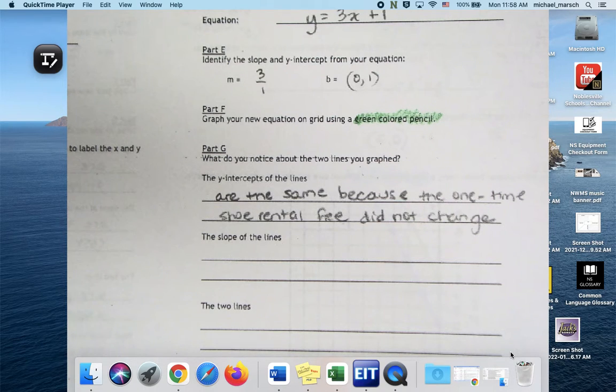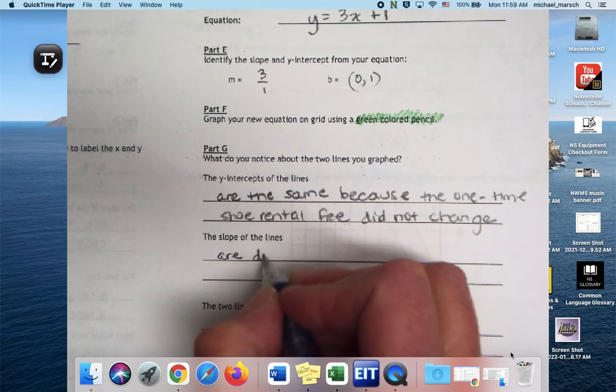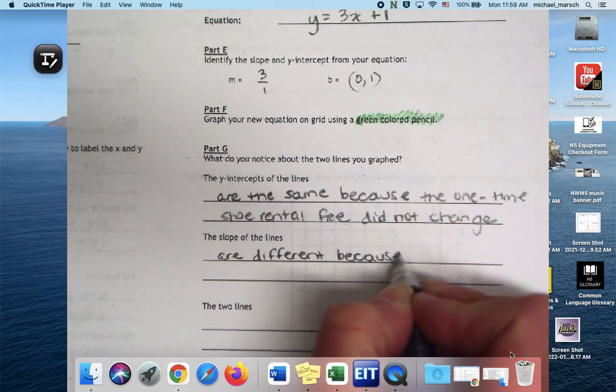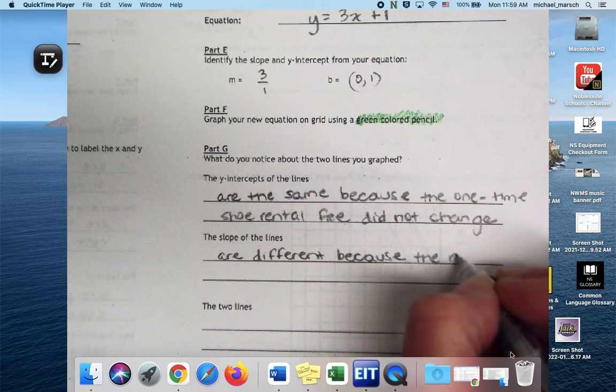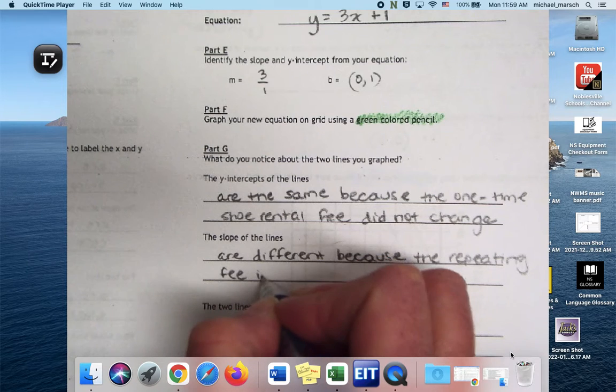All right, what about the slopes? What do you notice about the slopes? They're different because the green is closer to vertical because the price per game increased. Yeah, the slope is a higher value. Okay, the slopes of the lines are different because the repeating fee increased.